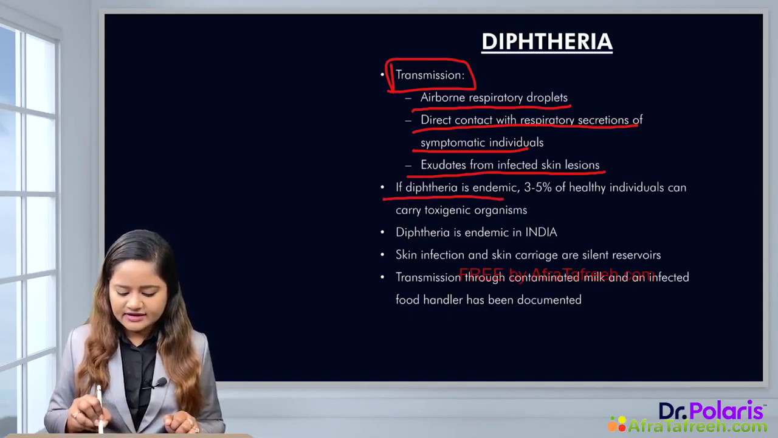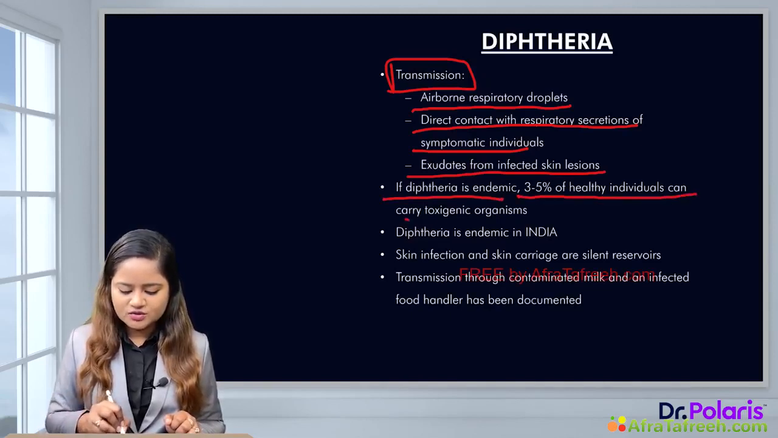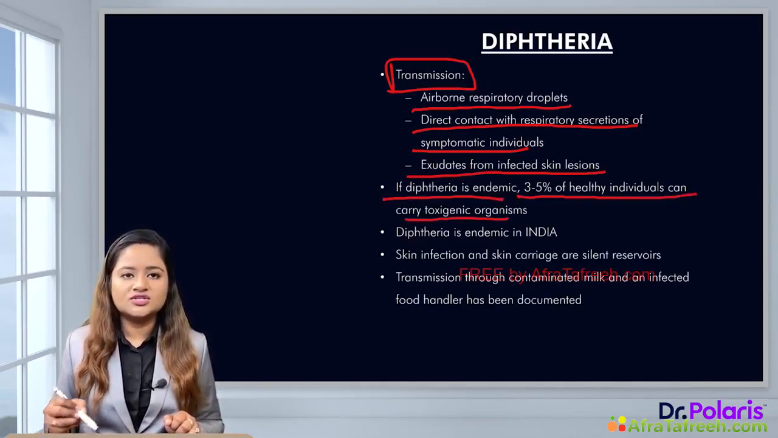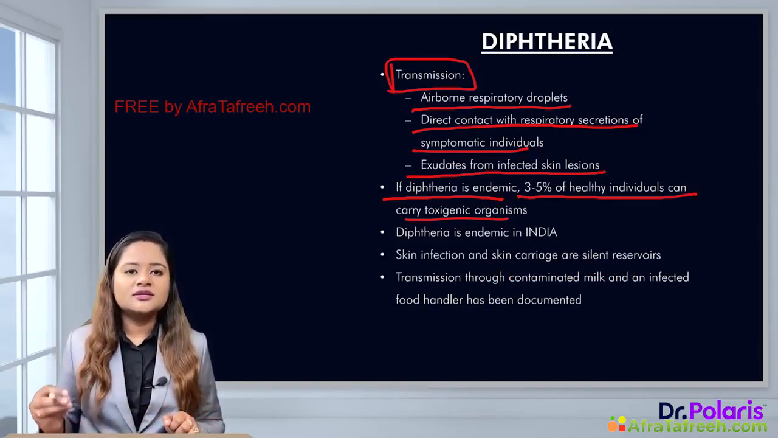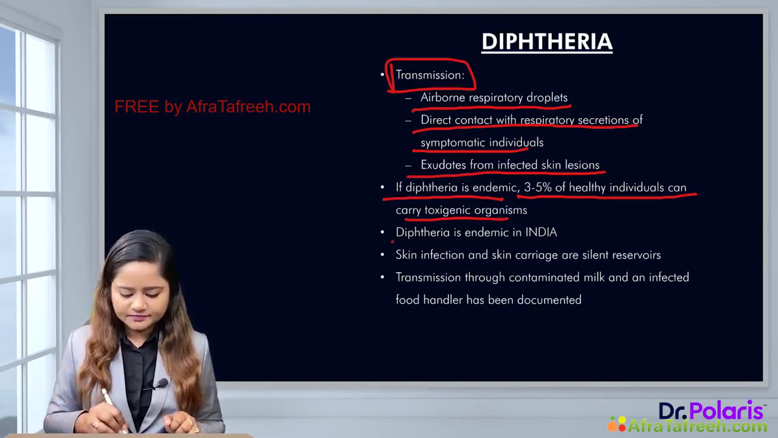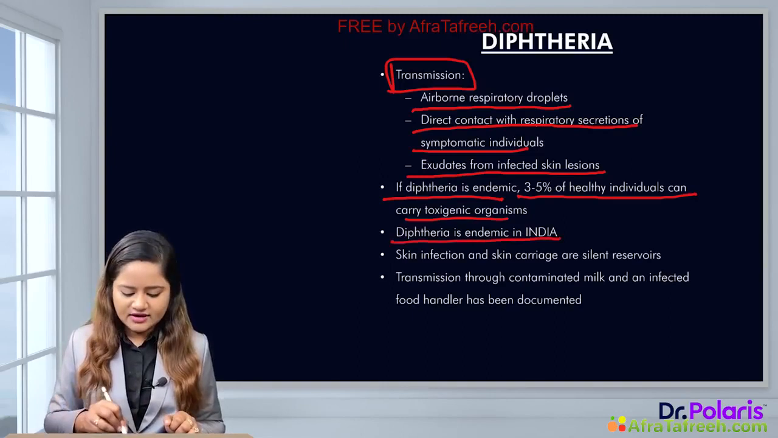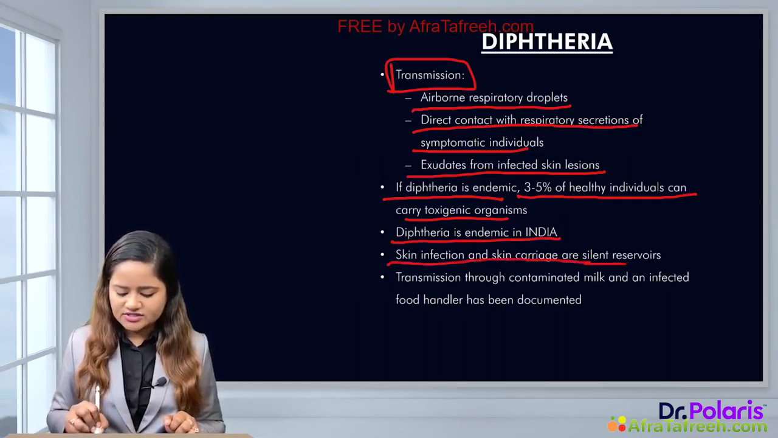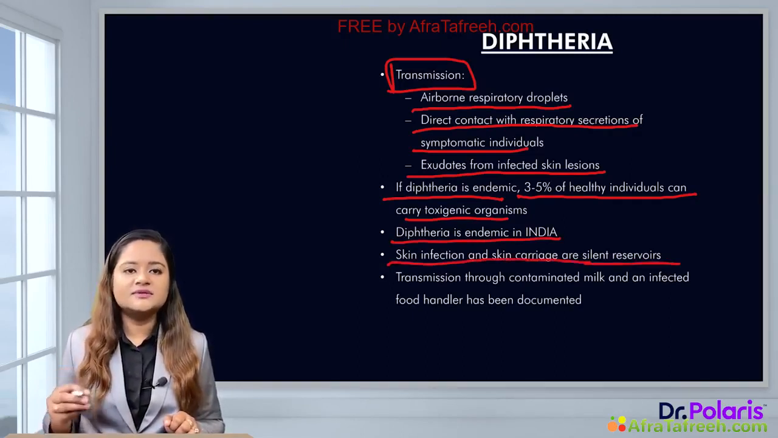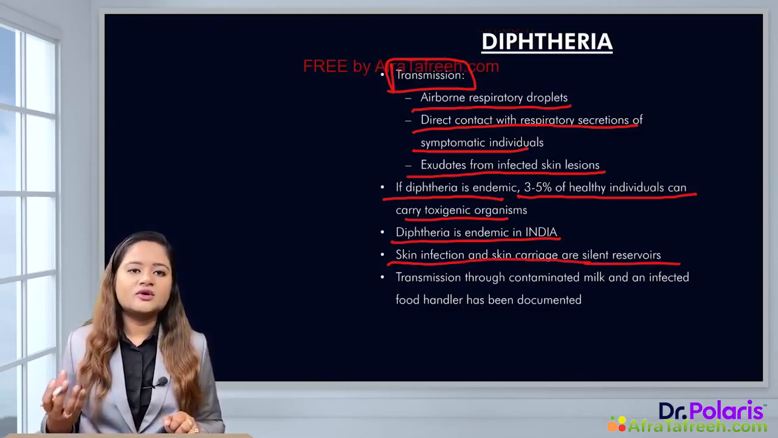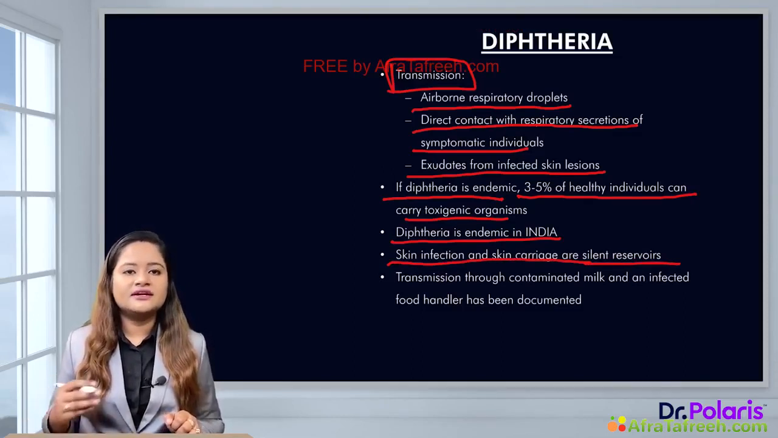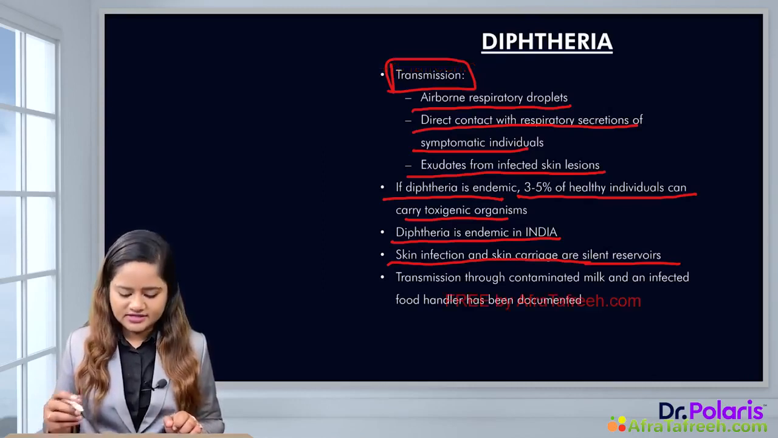If diphtheria is endemic, then around 3 to 5 percent of healthy individuals could also carry toxigenic organisms. Even healthy individuals living in an endemic area could carry them; many years back, India was also an endemic country for this infection. Diphtheria is endemic in India. Skin infections and skin carriage are usually silent reservoirs. They might just be silent carriers, and the diphtheric toxin activity is not profound in them, but they are definitely carriers of Corynebacterium diphtheriae.